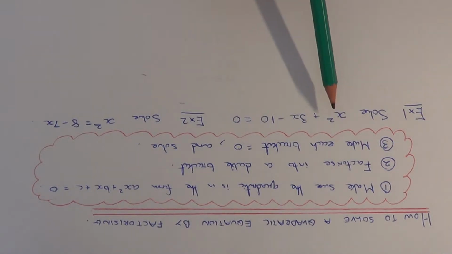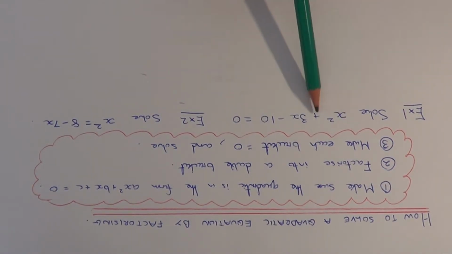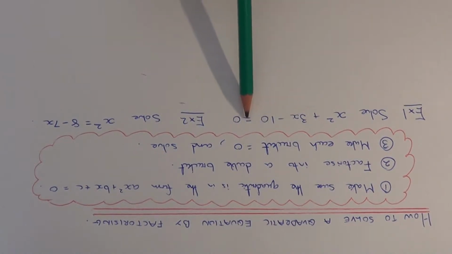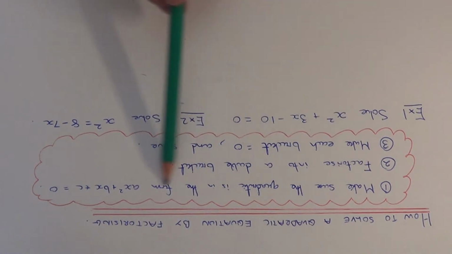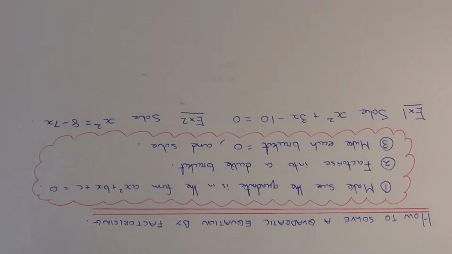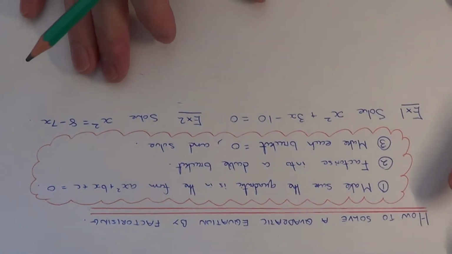So let's have a look at example 1. So we need to solve the quadratic equation x squared plus 3x minus 10 equals 0. So step 1 is already done because the quadratic is already written in the correct format. So we just need to now put this into a double bracket.